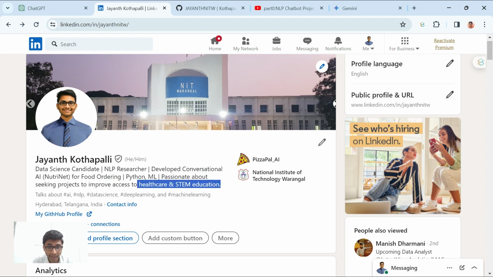Healthcare and STEM education. I want to use AI in the healthcare sector and the education domain. I am very specific. If some recruiter sees this headline and wants to fill a job posting in this sector itself, then he will definitely prefer me over others, right? Because I specifically mentioned it here.